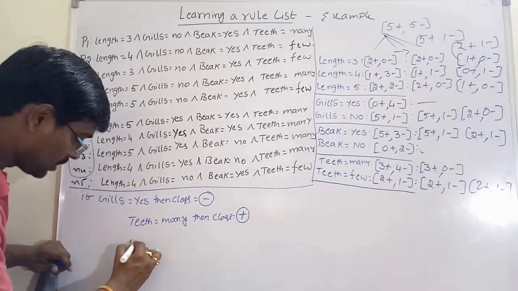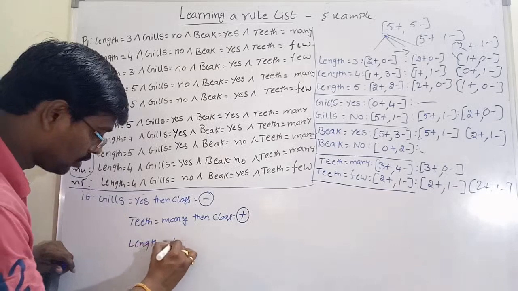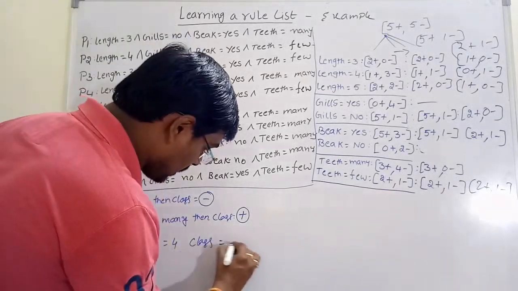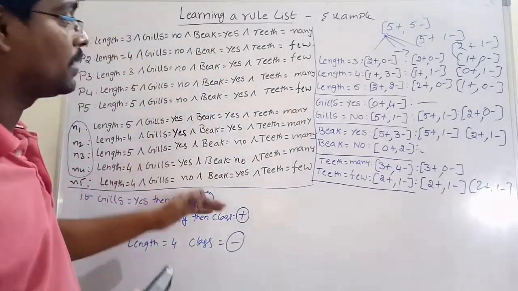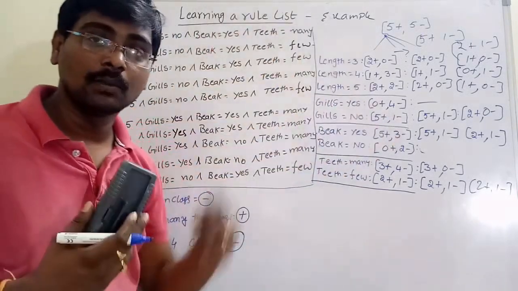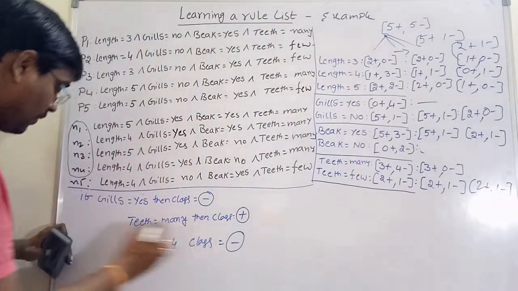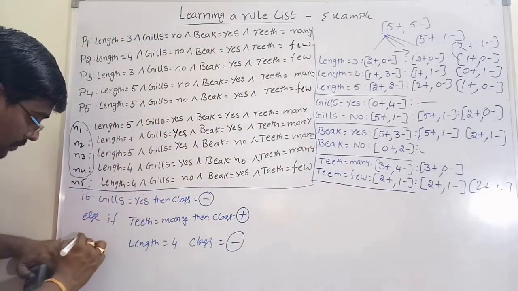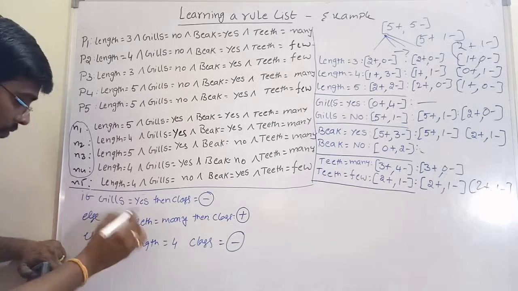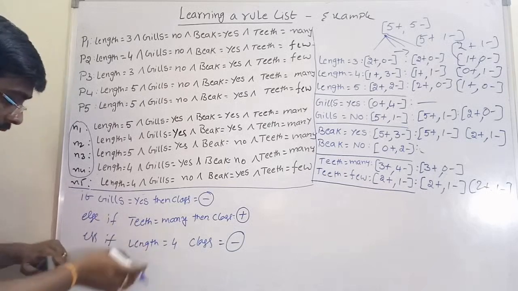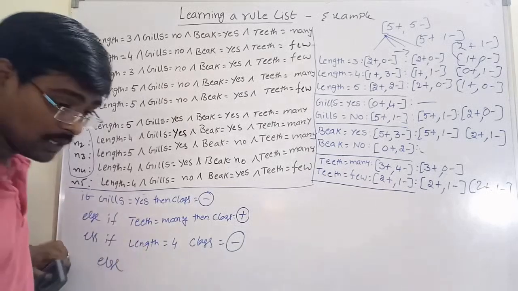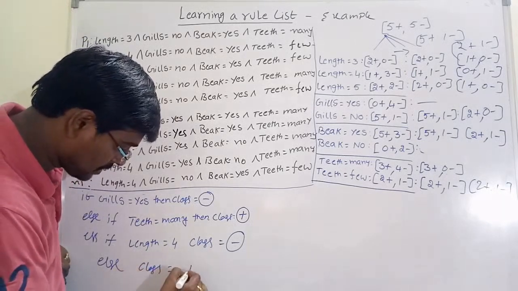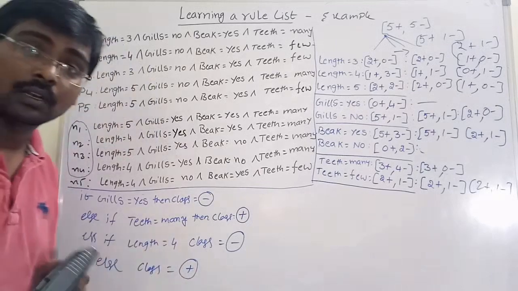Next, I am considering length is equal to 4. I am assuming my class as a minus class. If length is equal to 4, my class is the minus class. Again, some of the terms are eliminated. And finally, here I am writing in this fashion, else if, yes, that means all the rules. Else means if length, automatically the final case, else the class is the positive class.